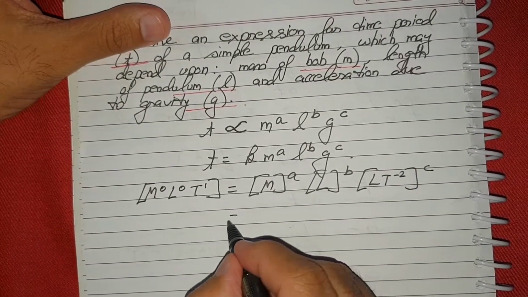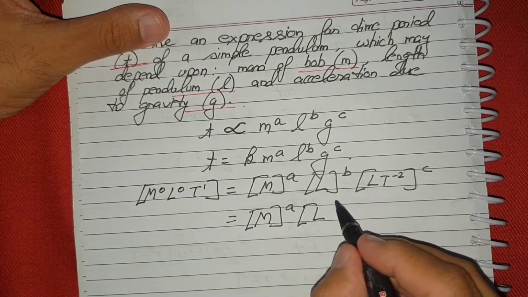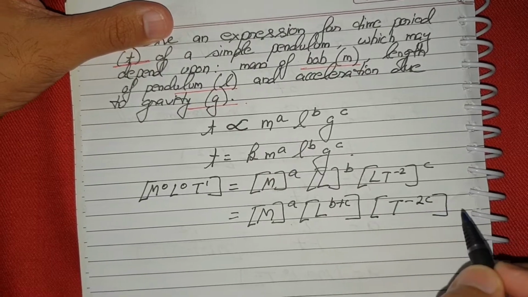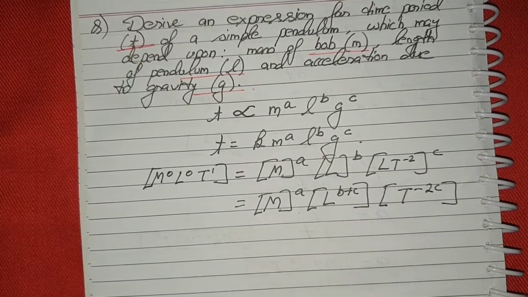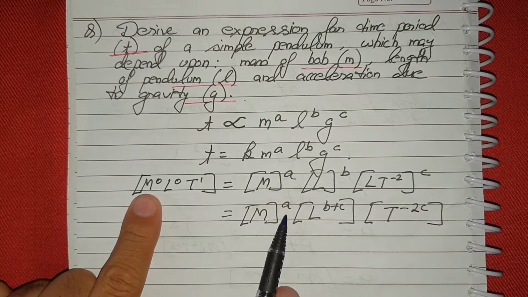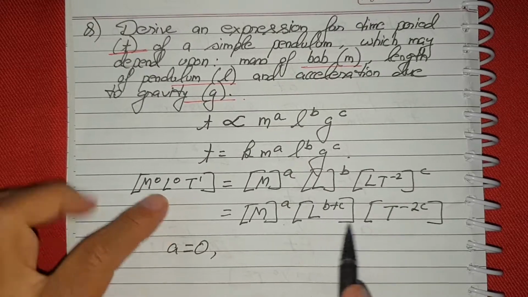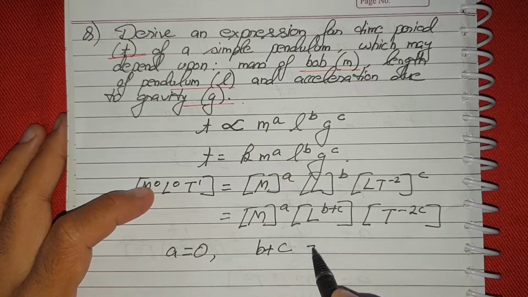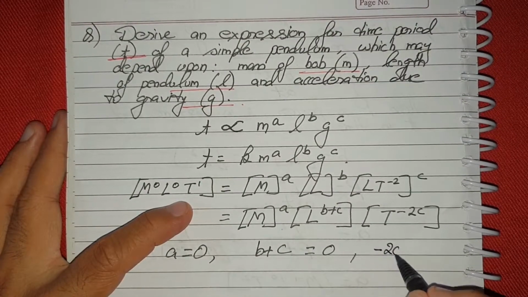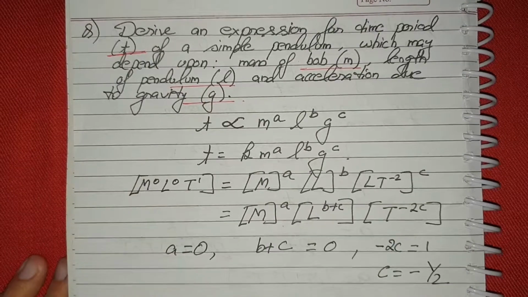So this can be written as M^a, L^(b+c), and T^(-2c). Now applying the principle of homogeneity of dimensions, compare it. So see, what is a? a is actually 0. Comparing the power of L, what is b plus c? It equals 0. Comparing the power of T, minus 2c equals 1. So here we can calculate the value of c, which is minus 1 by 2.